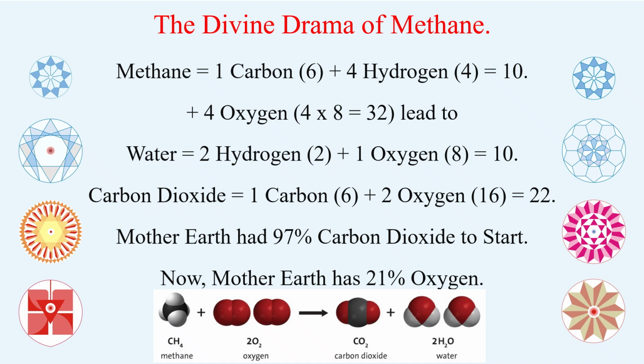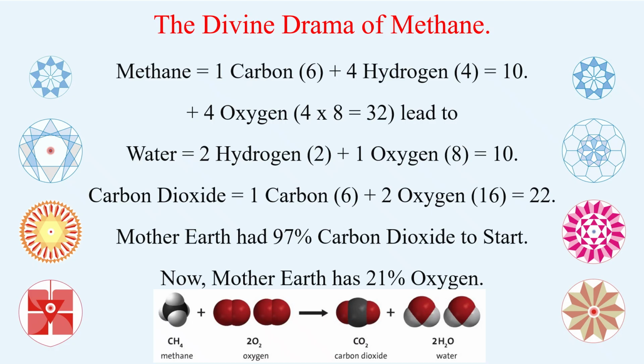Now let's understand the divine drama of methane. Methane has 1 carbon and 4 hydrogen, equivalent to 10 protons, and oxygen, 4 oxygen 13, leads to water formation: 2 hydrogen and 1 oxygen, 10. So 10 and 10 protons are seen when they are put together, and then you find carbon dioxide is formed, and that's it. Now you can see the same picture down here. Methane plus oxygen equals carbon dioxide and water.